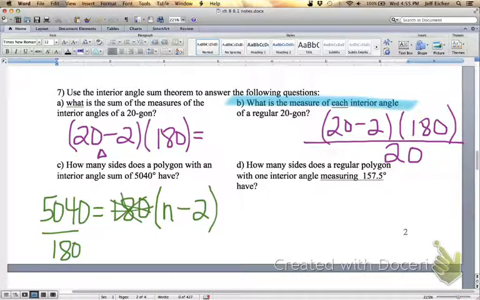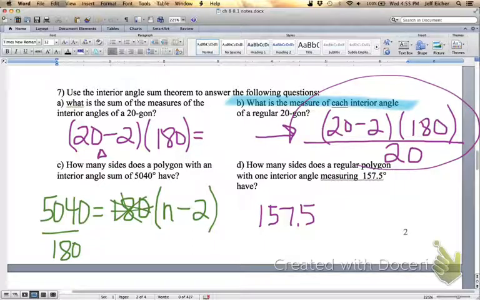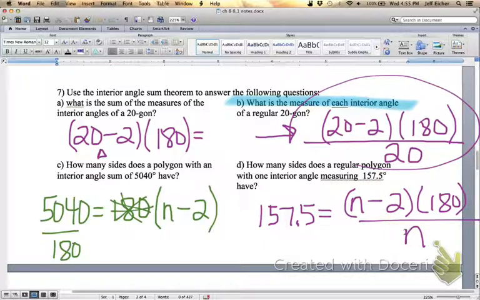Letter D. I'm sure there are multiple ways that people may have thought to do this. One idea that I had is kind of to use this formula up here that we had. How many sides? So you're solving for n. A regular polygon, one interior angle. If one angle is 157.5, you would take the sum of all of the angles, n minus 2 times 180, divided by n. And solve that.